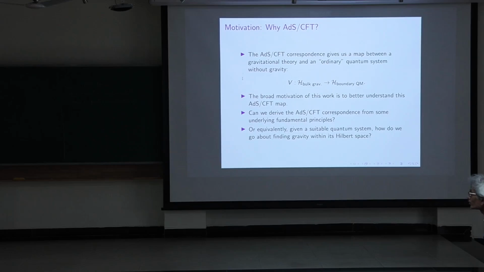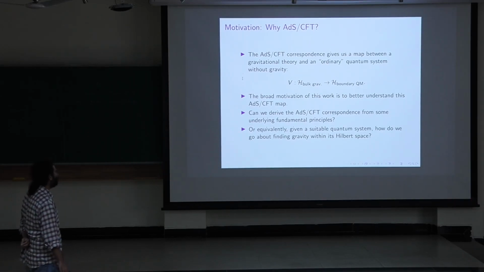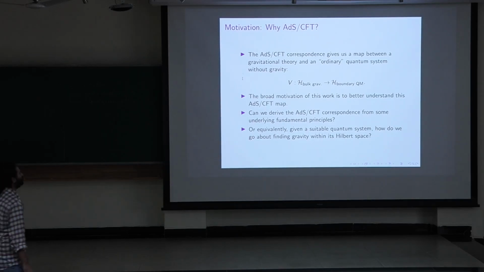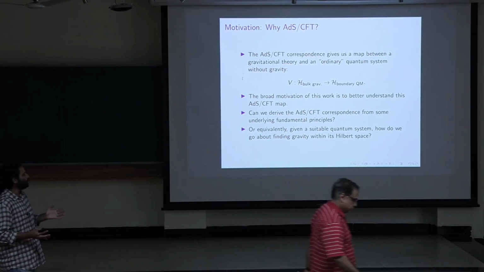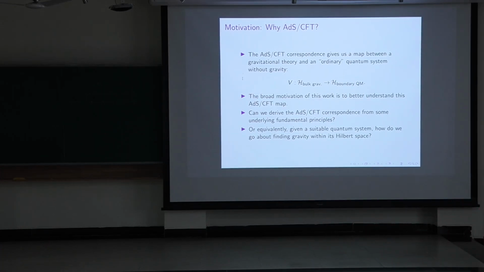Okay, great. Let's get started. The broad motivation for this talk is to understand the AdS/CFT map. The AdS/CFT map is a map between a gravitational theory on the one hand and a purely quantum mechanical system without gravity. But the question that we want to address is, can we give something like a derivation of this map?